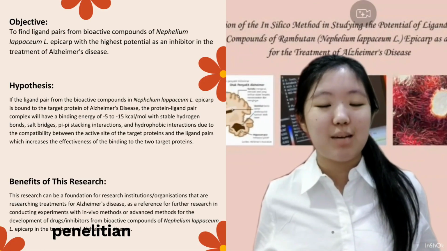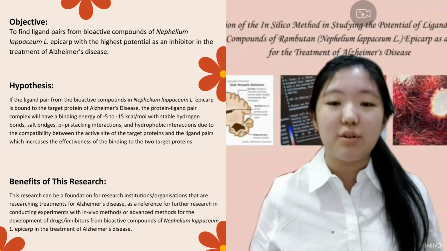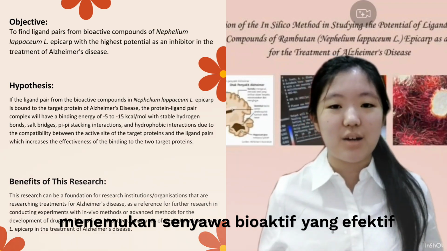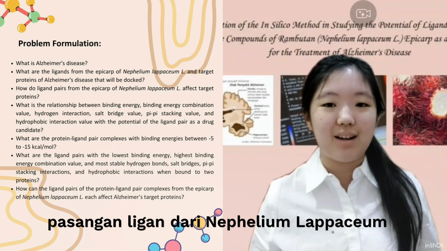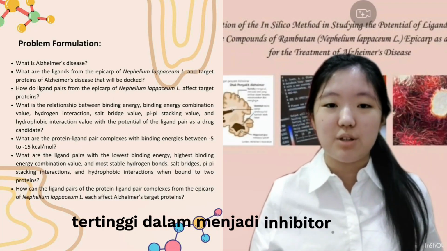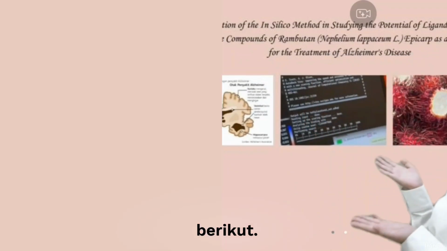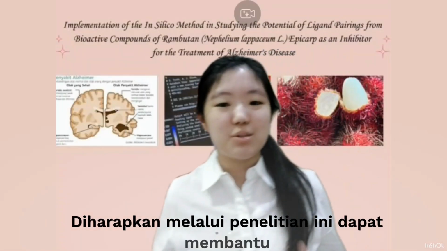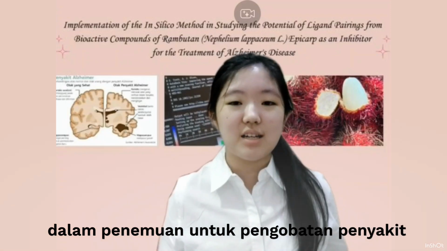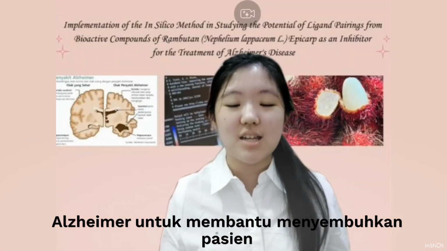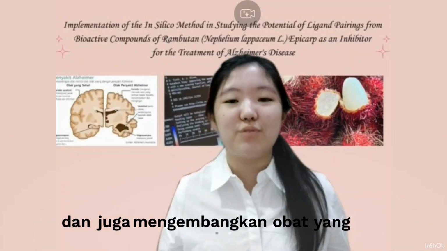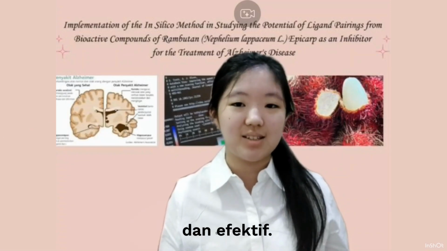Therefore, this research aims to use and find effective bioactive compounds as ligand pairs from Nephelium lappaceum L so that they can act as inhibitors to treat Alzheimer's disease by targeting the following proteins. It is hoped that through this research, it can help in the findings for the cure of Alzheimer's disease to help cure patients and also develop safer and more effective drugs.